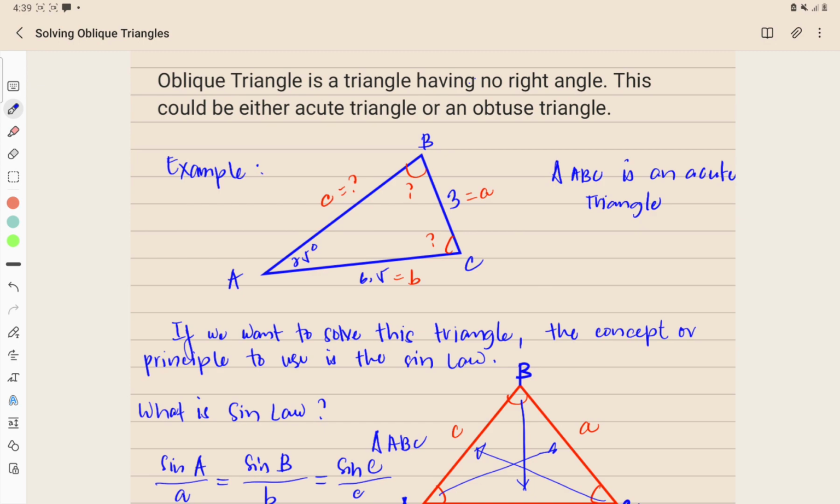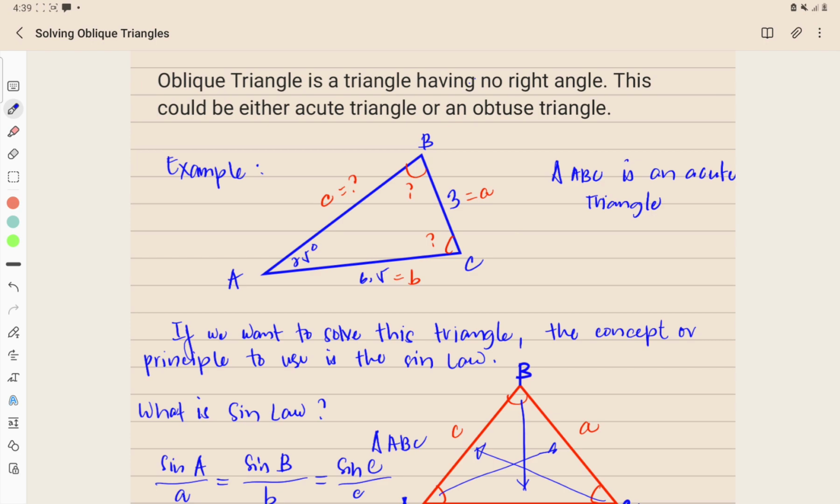Today I will teach you how to solve oblique triangles using the sine law. Let's recall that an oblique triangle is a triangle having no right angle. This could be either an acute triangle or an obtuse triangle. Now try to look at this example. Triangle ABC is an acute triangle with the known parts: the measure of angle A, side a, and side b, and all other parts are still to be found out later.